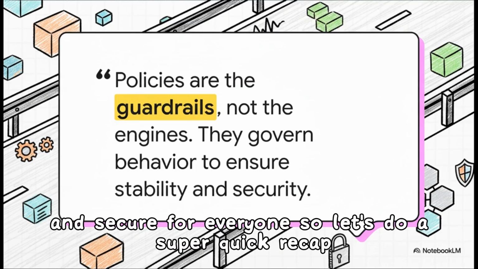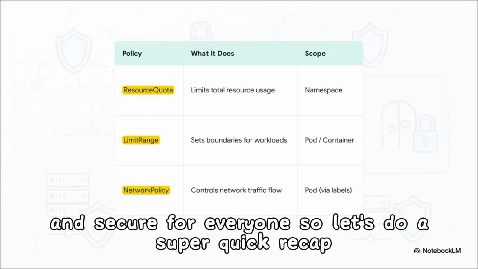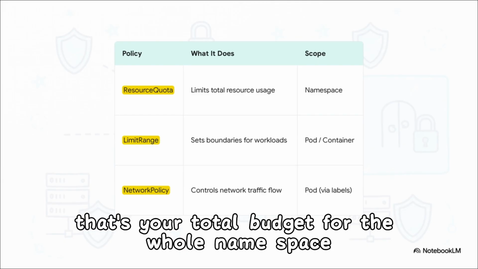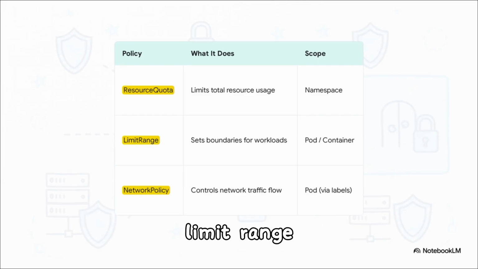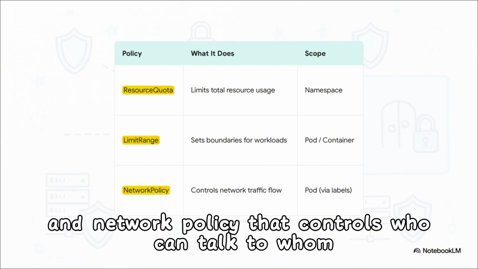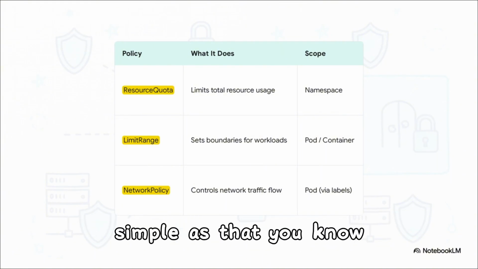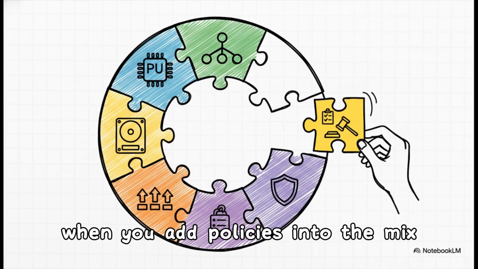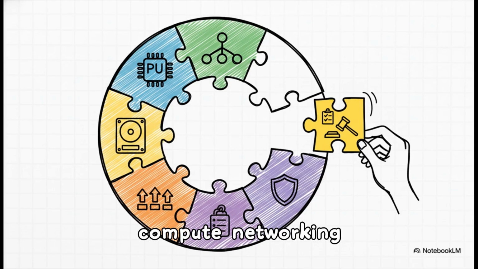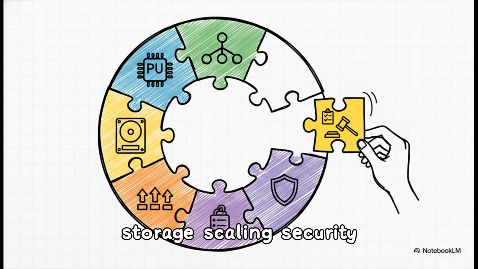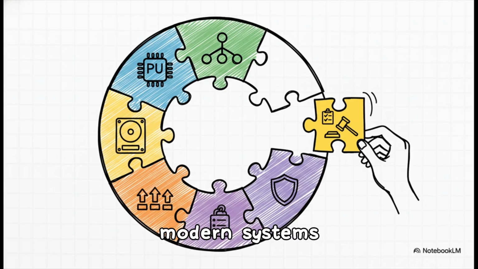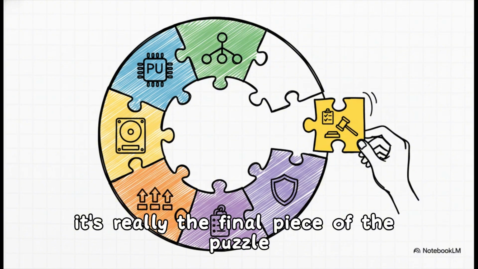So, let's do a super quick recap. We've got three core policies. Resource quota, that's your total budget for the whole namespace. Limit range, that sets the rules for individual workloads. And network policy, that controls who can talk to whom. Simple as that. You know, when you add policies into the mix with everything else we've talked about, compute, networking, storage, scaling, security, you start to see it. You see the complete platform for running these huge modern systems. It's really the final piece of the puzzle.